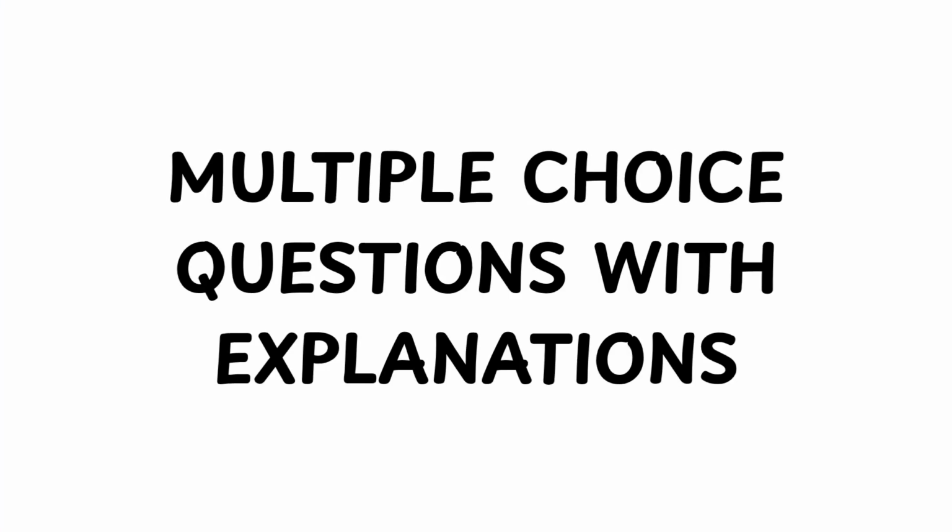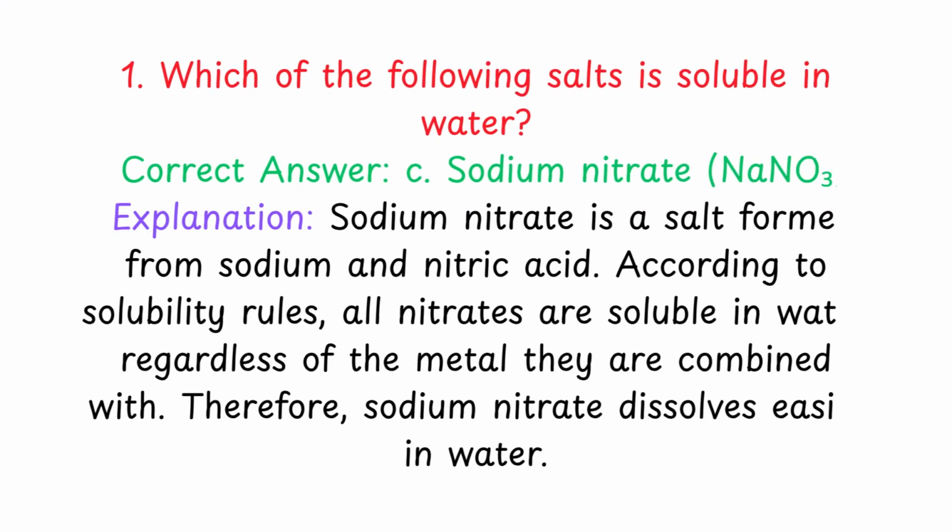Let's begin. Multiple choice questions with explanations. 1. Which of the following salts is soluble in water? Correct answer, C. Sodium nitrate, NaNO3. Explanation. Sodium nitrate is a salt formed from sodium and nitric acid. According to solubility rules, all nitrates are soluble in water regardless of the metal they are combined with. Therefore, sodium nitrate dissolves easily in water.